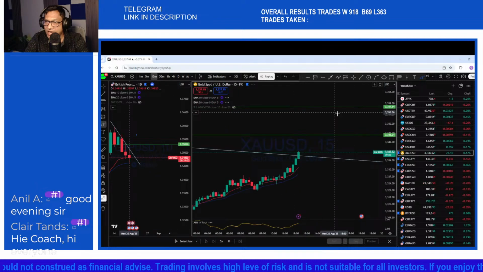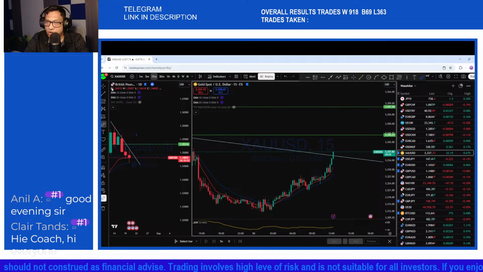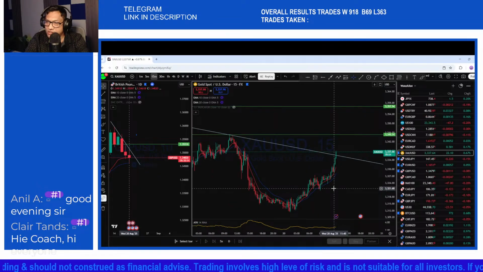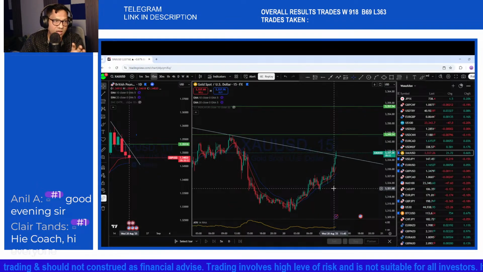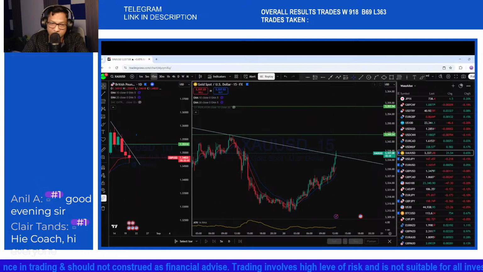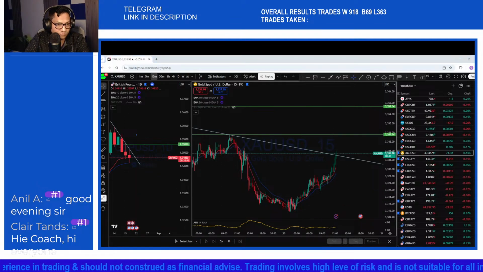So if we look at the 15 minutes on this lower time frame, from this zone, which we discussed in the previous session, we can see the market has made a significant break to the upside.